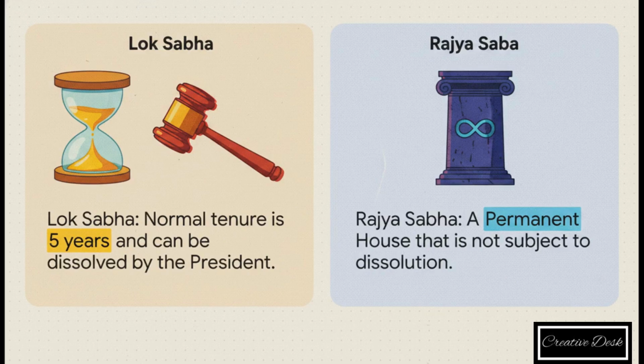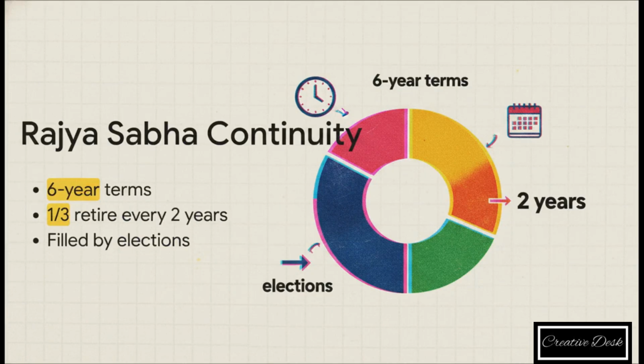But contrast that with the Rajya Sabha. It is a permanent House. It's completely immune to dissolution by the president. Now, you might be thinking, wait, if the Rajya Sabha never dissolves, do these politicians just stay forever? Well, no. Even though the House itself is permanent, there's this brilliant rotating mechanism to keep things fresh.